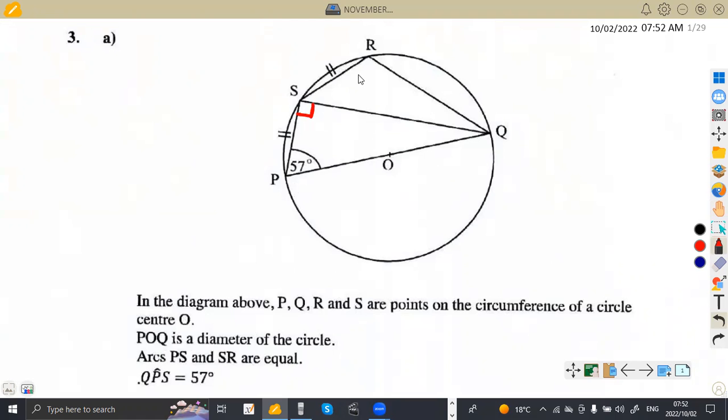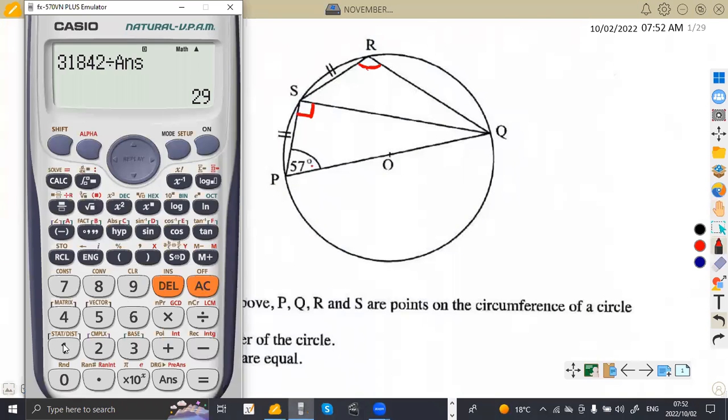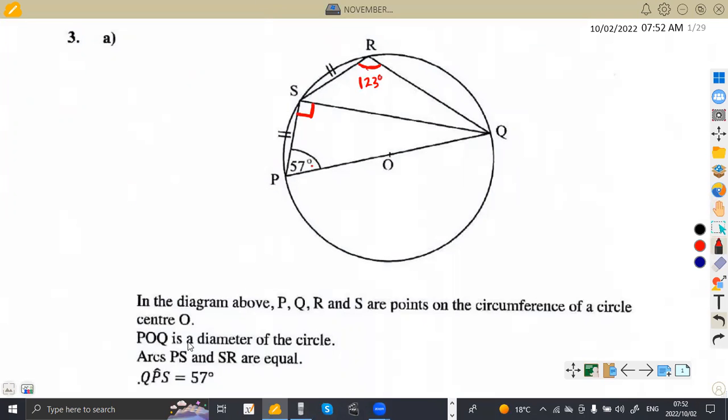And also from the cyclic quadrilateral that we see, we know that opposite angles are supplementary. So this angle here, which is opposite to 57, we can simply obtain from 180, because supplementary means 2 angles which add up to 180. So this is going to be 123 degrees.